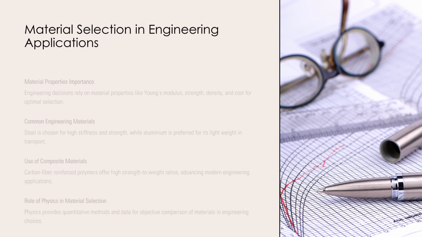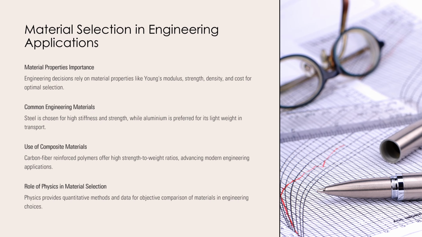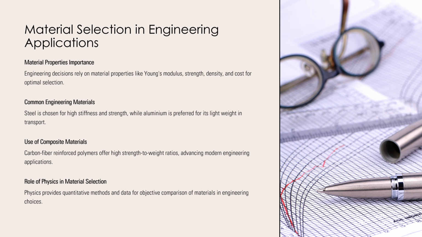Selecting appropriate materials is a key engineering decision that depends on properties such as Young modulus, density, strength, and cost. Steel is commonly used for its high stiffness and strength, while aluminium is favored for its low density in transport applications. Modern engineering increasingly uses composites, such as carbon fiber reinforced polymers, which offer high strength-to-weight ratios.